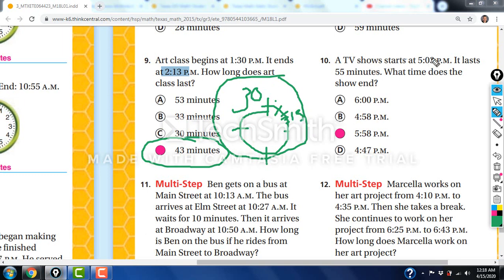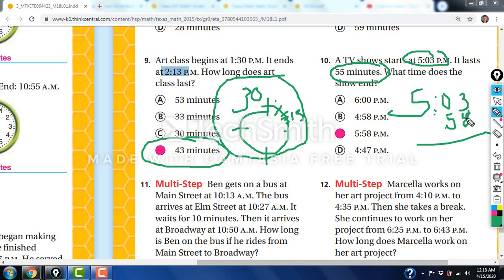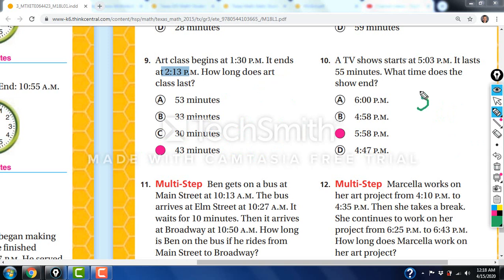The TV show starts at 5:03. Okay, it lasts 55 minutes. That's an easy one. So if it starts at 5:03 and it lasts 55, I just add those two. Oops, sorry, 55. I'm getting ahead of myself. 5:03. See how my brain is working? Then you add the 55. And that gives you 58. So I just added those two. Okay, remember you want to work smarter, not harder.